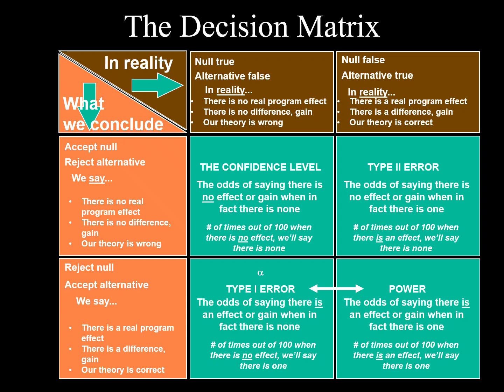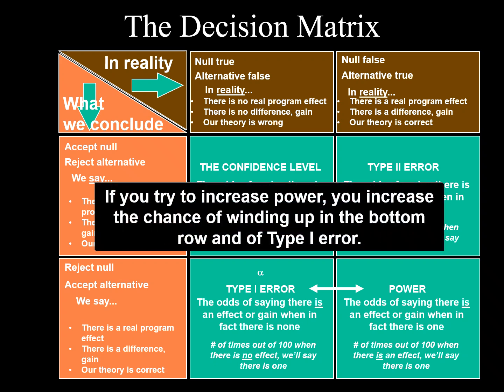If we look at the actual two outcomes that can happen if we reject the null hypothesis and claim there's an effect, again, we can either be right or we can be wrong. And we want that chance of being wrong to be 5% or less. So if you try to increase power, you also increase the chance of ending up at the bottom row, and you also increase the chance of a type 1 error. So we can ratchet up the power to guarantee we find something.